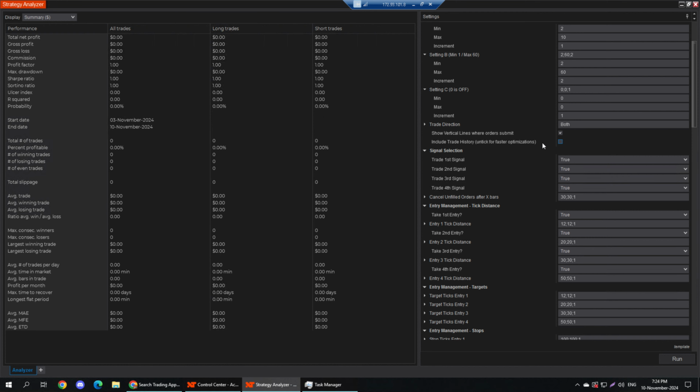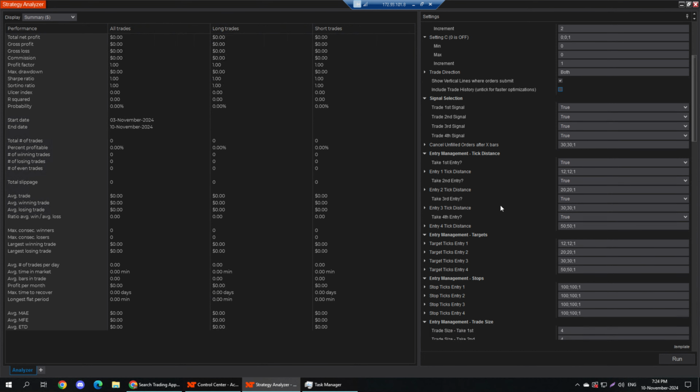You can run your optimization with this unticked, but make sure that when you add the strategy to a trading chart, you actually tick this box. Otherwise, you won't see any trade history. Now, the next step is the signals. These are the specific signals that are generated from the indicators, and you're able to select which ones you take. First, second, third, and fourth, that's the time when the price bounces around the brick walls. So that depicts that.